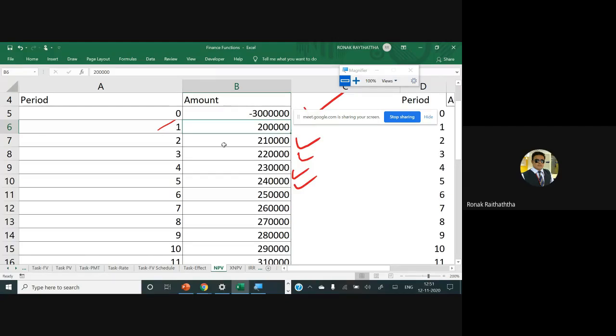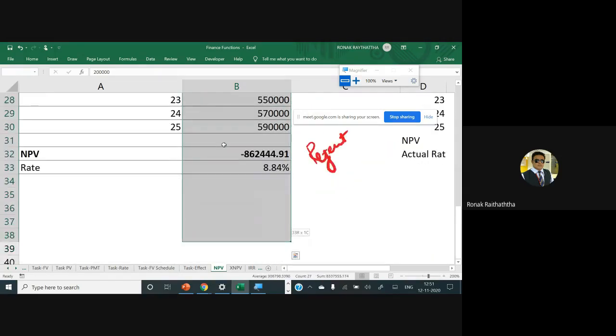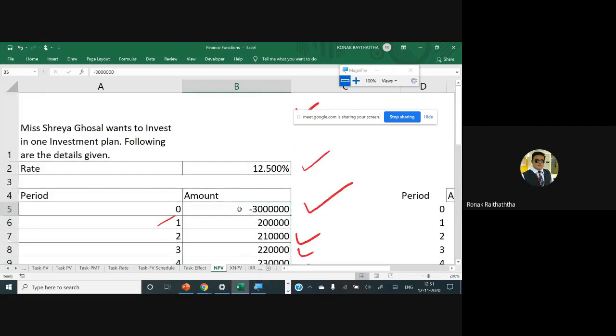Now any layman who tries to calculate this, how will he do it? He will do the total of this, and the total comes to around 92 lakhs. So that fellow would be like, the investment is 30 lakhs, I get 92 lakhs, so we should invest. But this is a layman kind of analysis, right? The question is whether this investment plan satisfies the 12.5% return on a compounding basis or not.